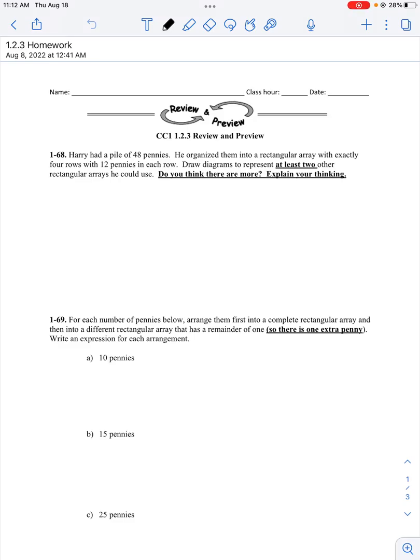Okay, today we're going to be working on CC1 1.2.3 review and preview. Our first problem is number 1-68.